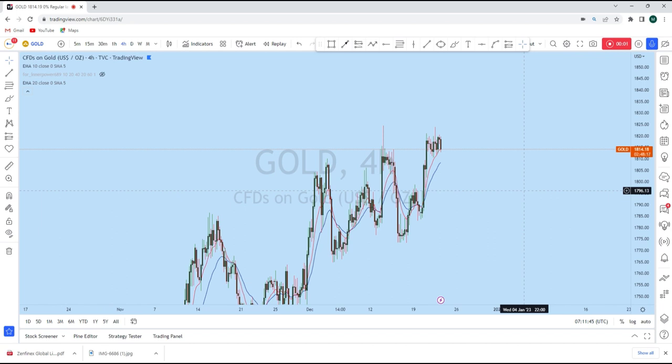What's up, traders? So let's do a complete multi-time frame analysis on gold. Let's see what kind of trading opportunity we currently have in this instrument.